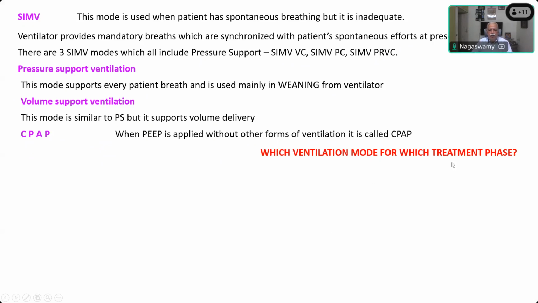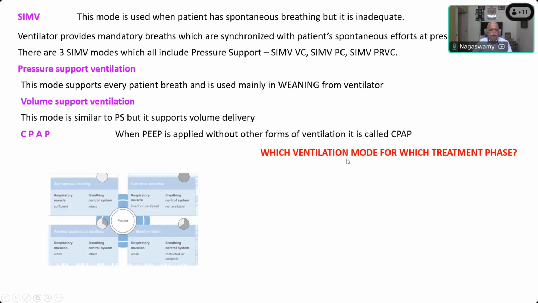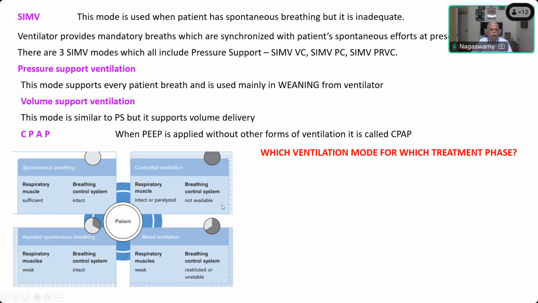So which ventilation mode for which treatment phase, that is, which part of the respiratory phase, this picture will give you a good idea. Starting from here, when the patient is not having any respiratory attempt at all, respiratory muscles are either intact or paralyzed, and breathing controls are not available. The patient is either sedated or there is a trauma or a neurological problem. In that situation, we start with controlled ventilation, and you can see the whole circle is dark colored.